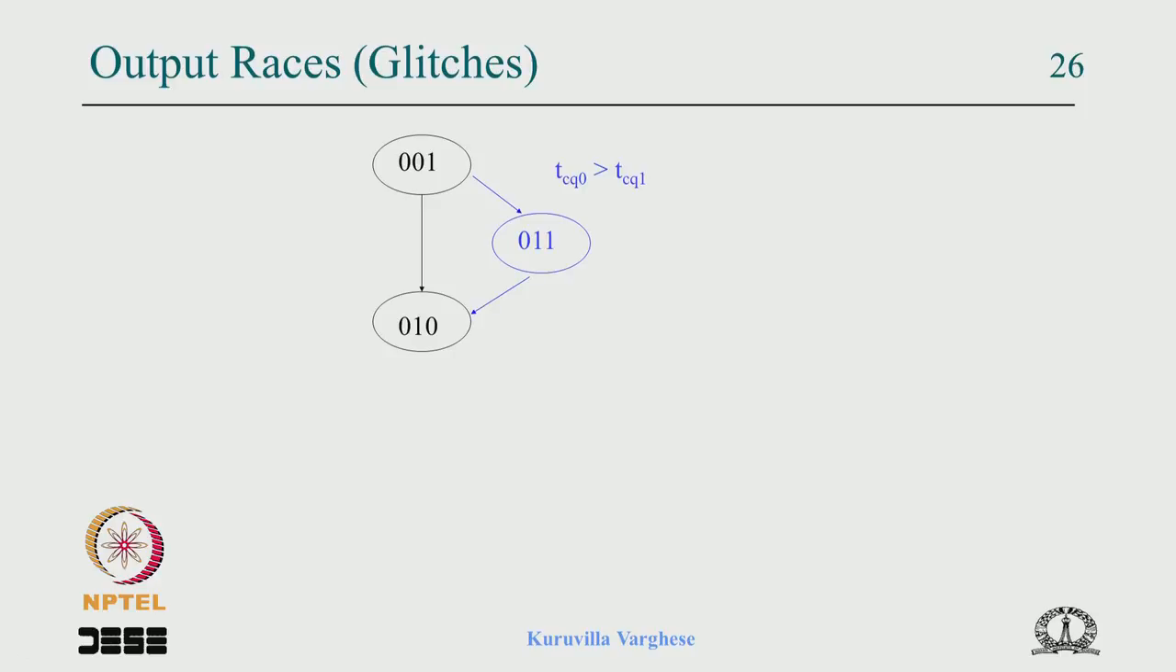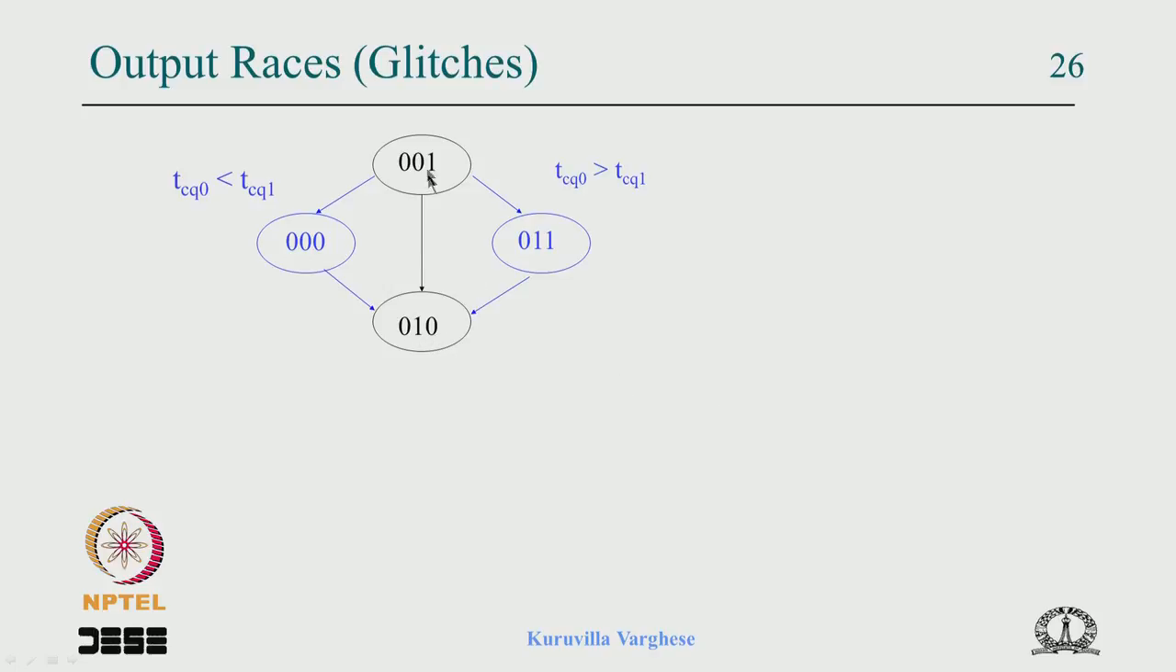Now you can take the other condition, if Q0 is faster than Q1. Q0 being faster than Q1 means this 1 will become 0 before this 0 becomes 1. So you will get a situation where for a brief period you have all 000, then it transits to 001. In the other condition, Q0 is faster, so 1 becomes 0, then Q1 changes state to 010.